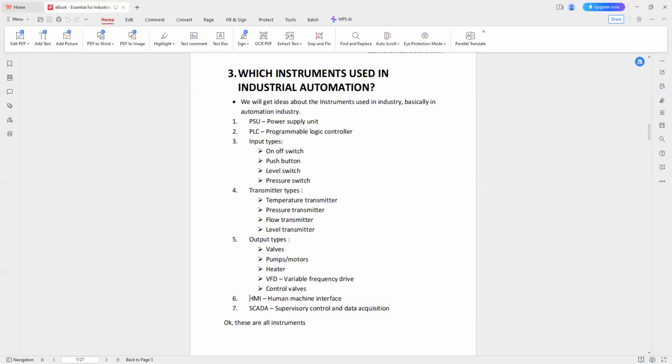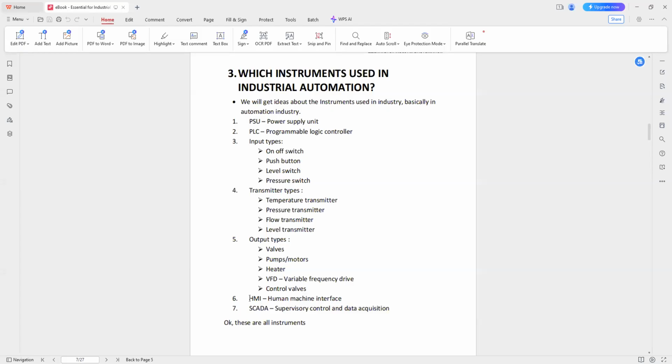Now it is installed inside the panel, and you cannot see which kind of program the programmer has done, right? So for visualization of that operation, we have different components like HMI, meaning human machine interface. The operator or user can visualize the process from that HMI.